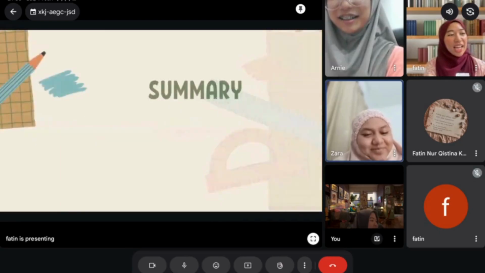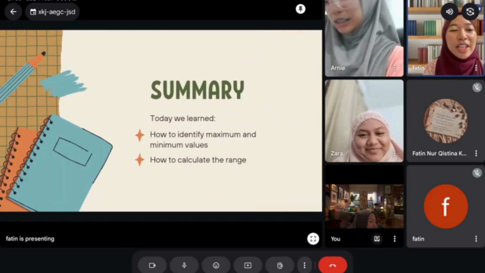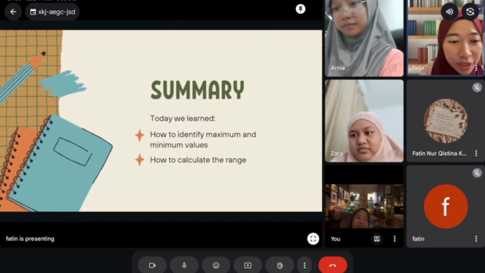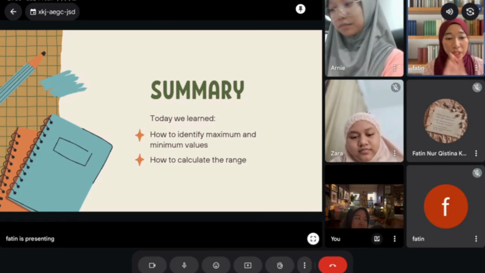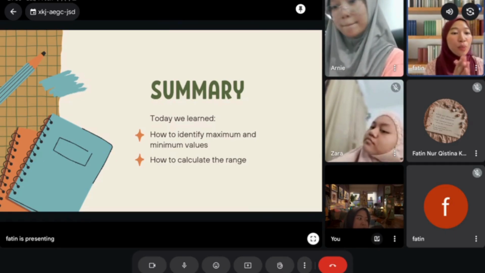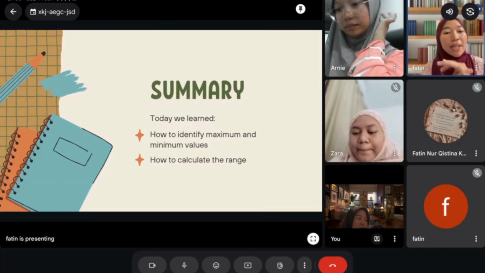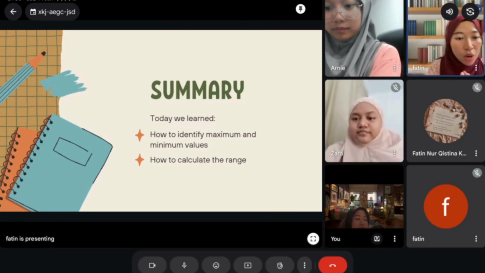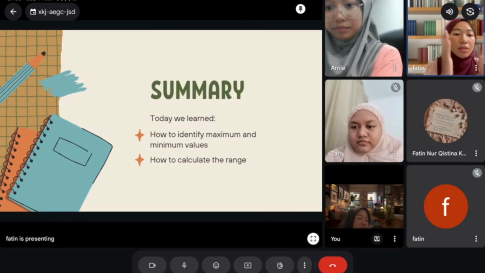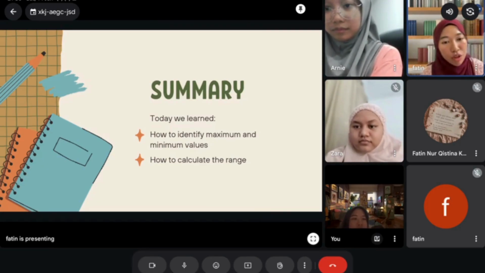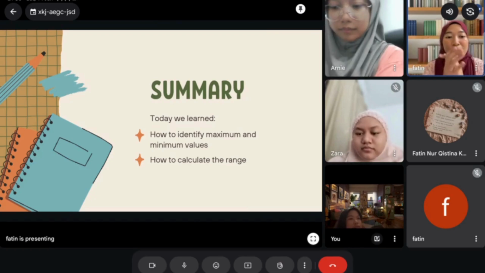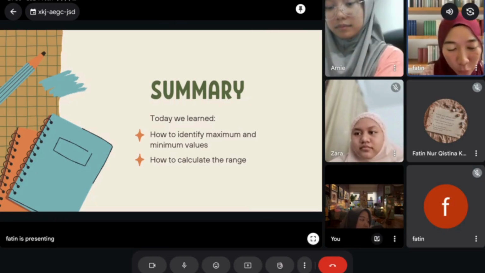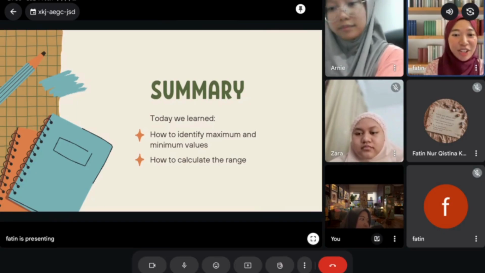Okay, so we have arrived at the summary of this lesson. So today, basically, you can identify maximum and minimum values and know how to calculate the range with the formula of the range, which is maximum value minus minimum value. Before we end our class, I would like to ask a few questions.